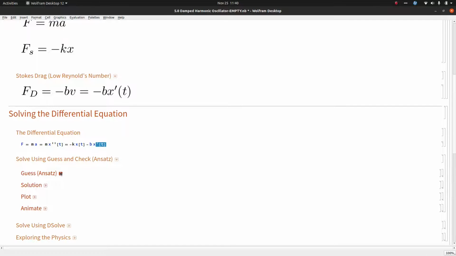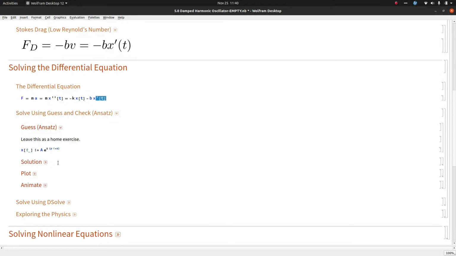What I will do, I will show you the ansatz that you should guess. And again, I'm going to leave this as a home exercise. But if you guess the solution x of t, and then you use our complex exponential trick to make the guess that the solution is going to be some amplitude times e to the I times a constant p times the time plus some phase shift alpha, you can show that this is a solution.